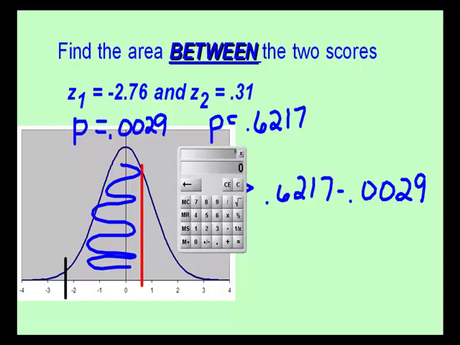My calculator tells me that the shaded blue area, that percentage of the curve, would have been about 0.6188. Almost 62% of the curve is shaded.